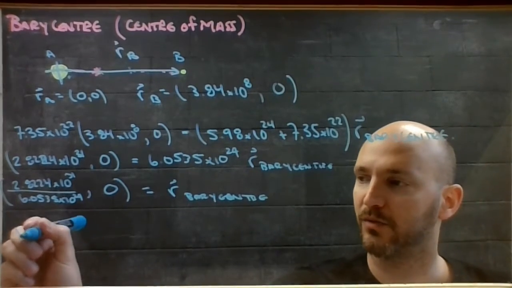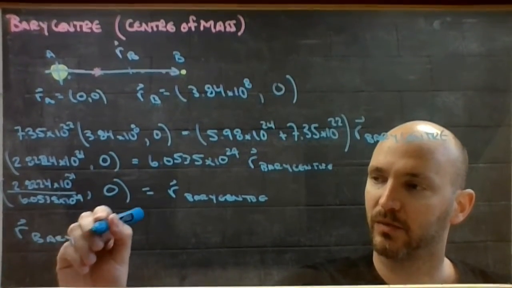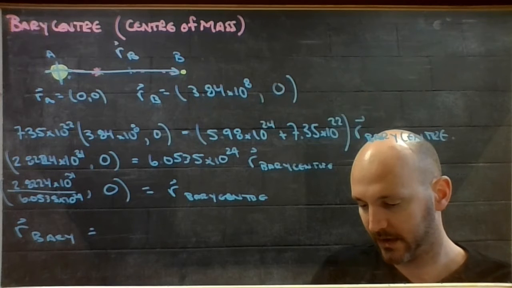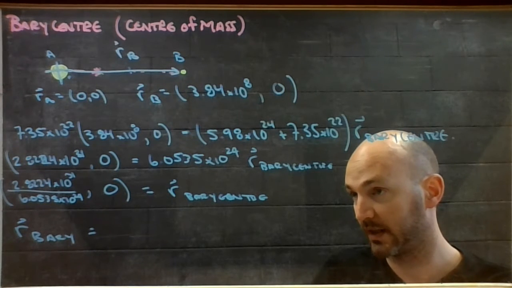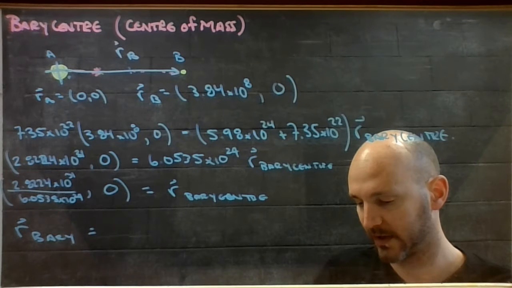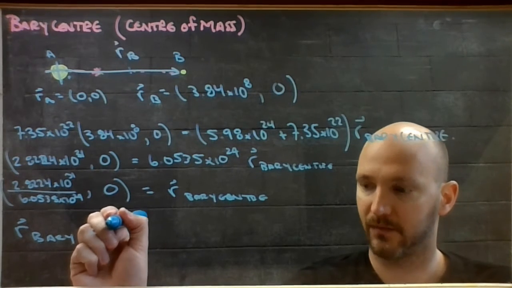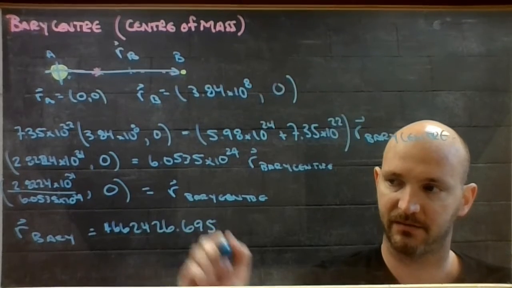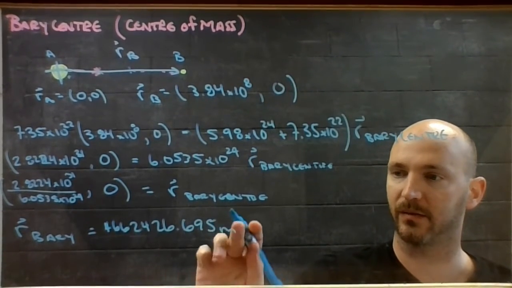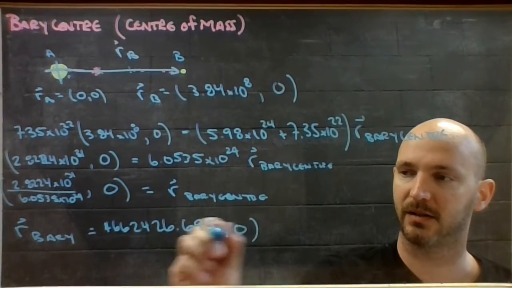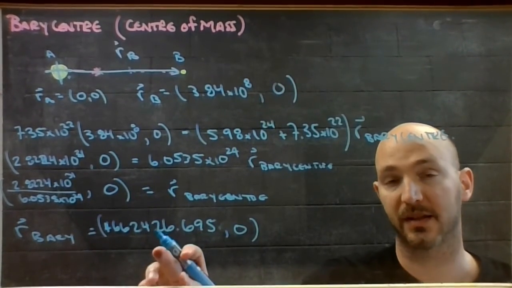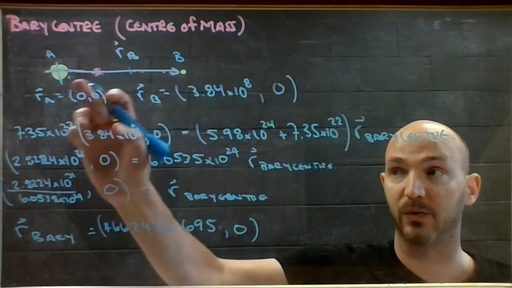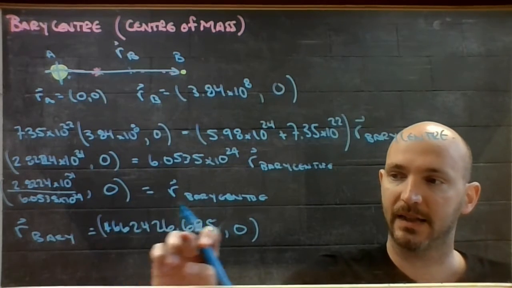B-A-R-Y-C-E-N-T-R-E. So my vector towards the barycenter will be that number in the denominator times 2.8224 times 10 to the 31, which gives me 4662426.695 meters. Well, I guess that comma zero. So do you notice that this horizontal component turned out positive? Well, that's good, because the center of mass between the Earth and the Moon should be in this direction. And it has it that far away.